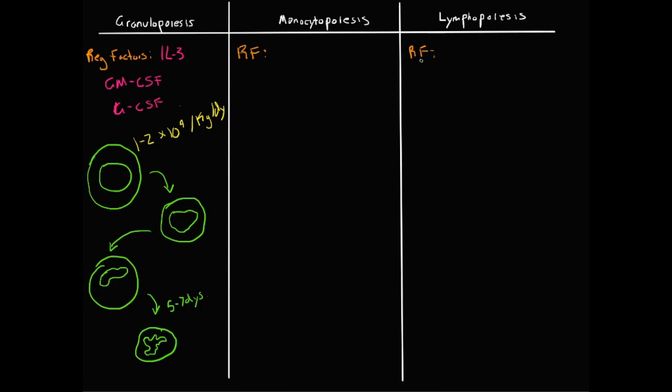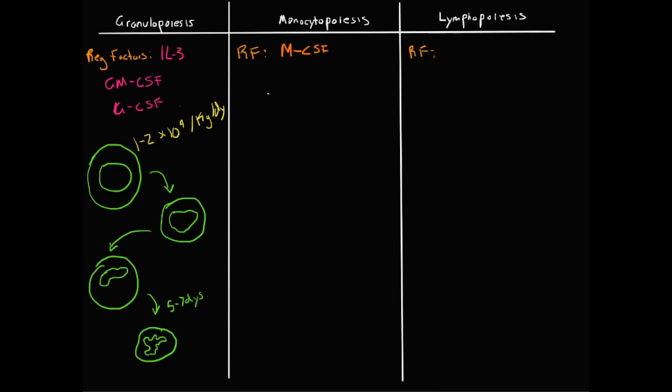So it's the same progenitor cell as for segmented neutrophils. The key regulatory factor for this guy is M-CSF. So similar to granulopoiesis. The maturation characteristics are gradual nuclear folding.